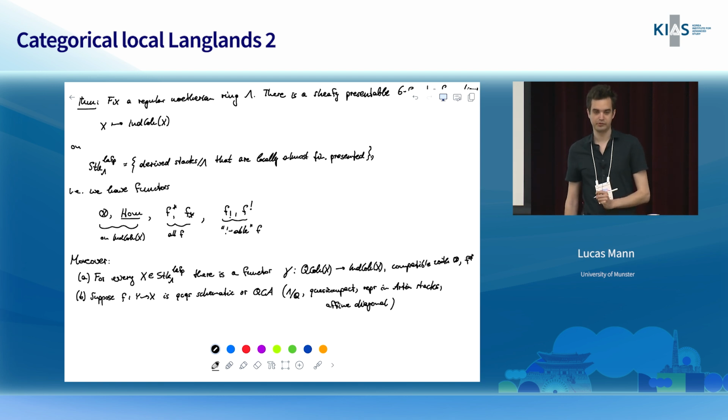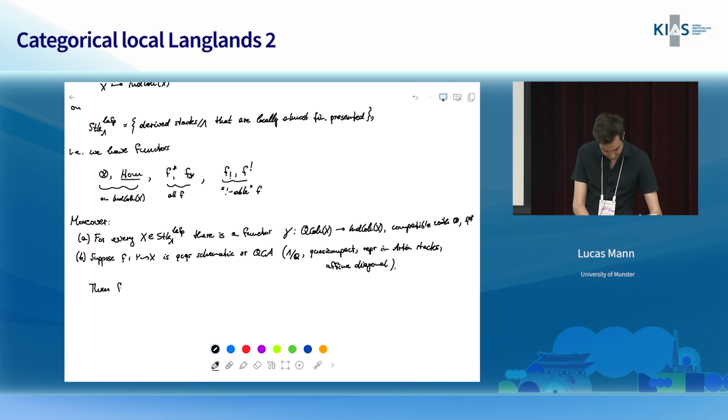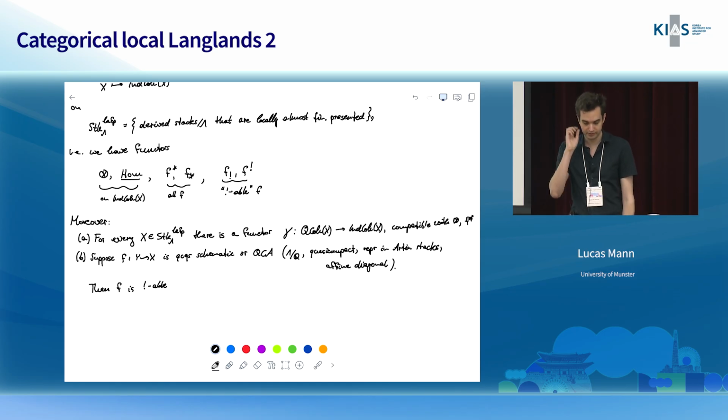Okay, the good thing about these is that they appear quite often. If you do something, for example, Par G is a disjoint union of QCA stacks. That's the reason why we care about this. So in this case, then f is shriekable. And so I have the full power of the six-functor formalism at hand.